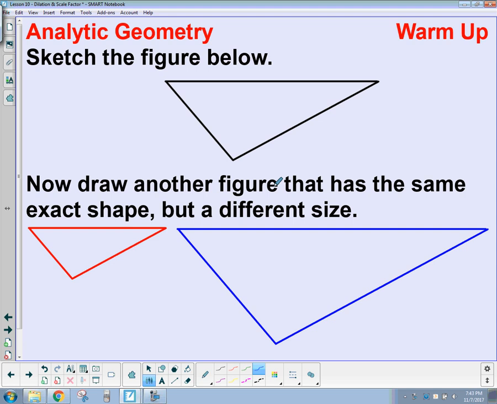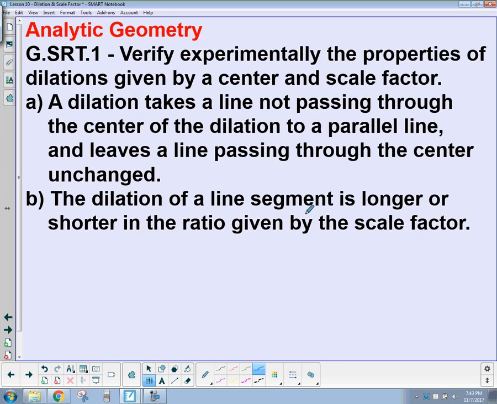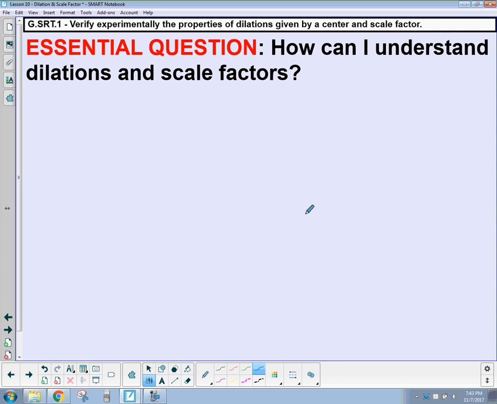So here's some examples. All these triangles are similar, and we're going to learn that these were dilated. This being the original, it either got smaller or bigger. Okay, we're going to talk about that today. Again, here's your standard, talking about dilation. So, how can I understand dilation and scale factors?